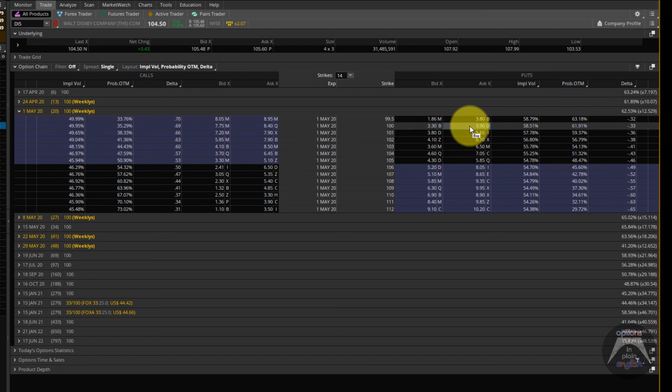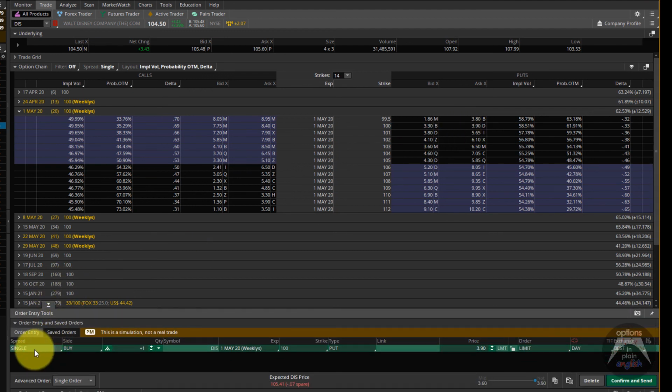So I'm buying one contract covering 100 shares of Disney, and it's the 1st of May of 2020. That's the expiration. So it's 20 days in the future. The $100 put, we're going to pay $390 for it. And let's analyze a little bit of the information here.